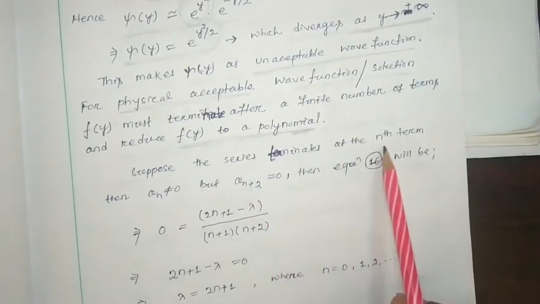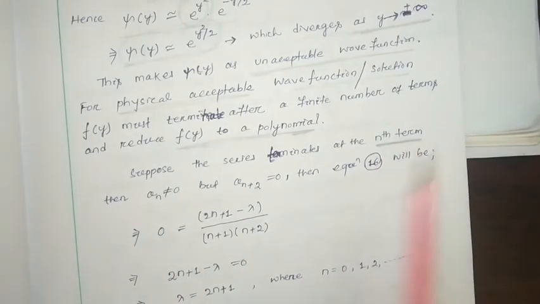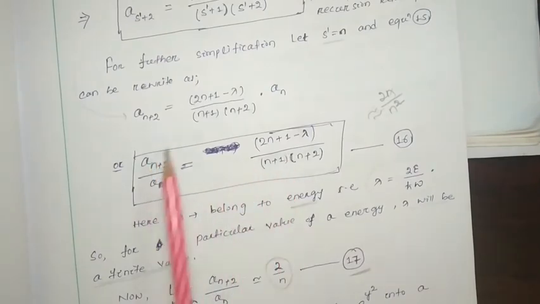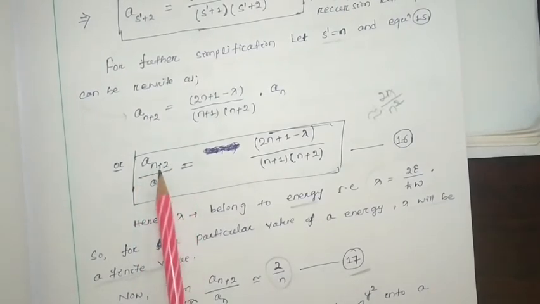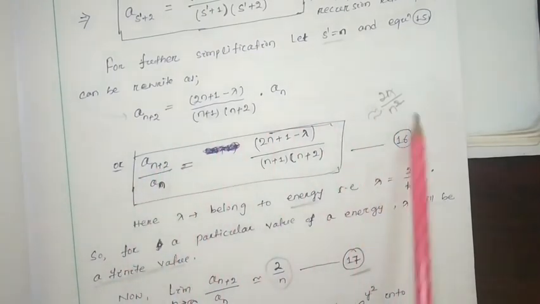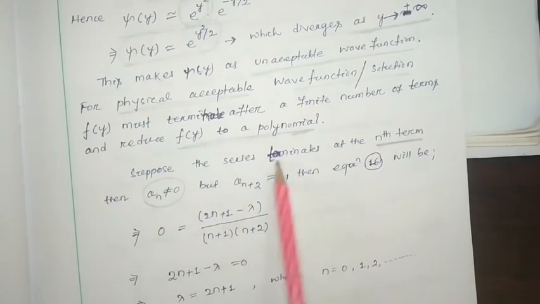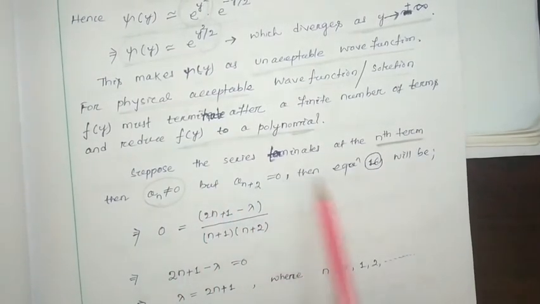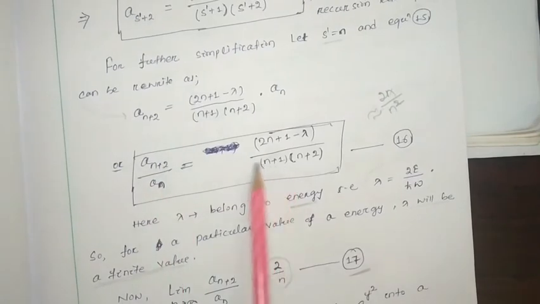Suppose the series terminates at nth term. Let this series terminate at nth term. If it terminates at nth term, that means the coefficient a_n will not be equal to 0. See, from this equation, if at nth term it will terminate, the coefficient a_n is not going to be 0, but after nth term, a_(n+1), a_(n+2), these values are going to be 0. Okay, so if we consider equation number 16, and for an acceptable wave function we consider that the series terminates at nth term, then a_n is not 0, but a_(n+2) is equal to 0. Then what will equation number 16 give us? See, in equation number 16, a_n is not equal to 0. This will be 0. That means this value is going to be 0.